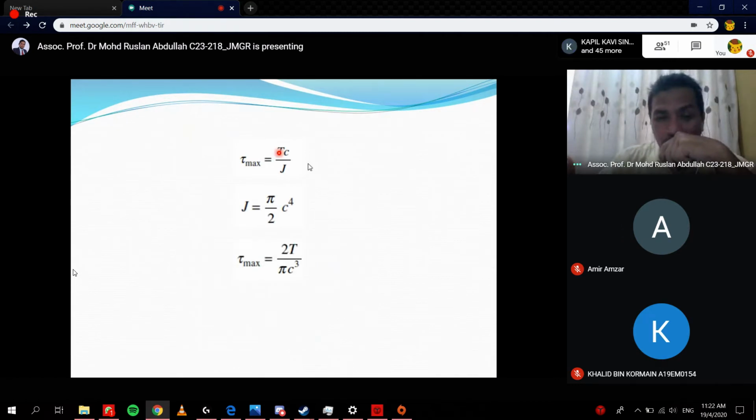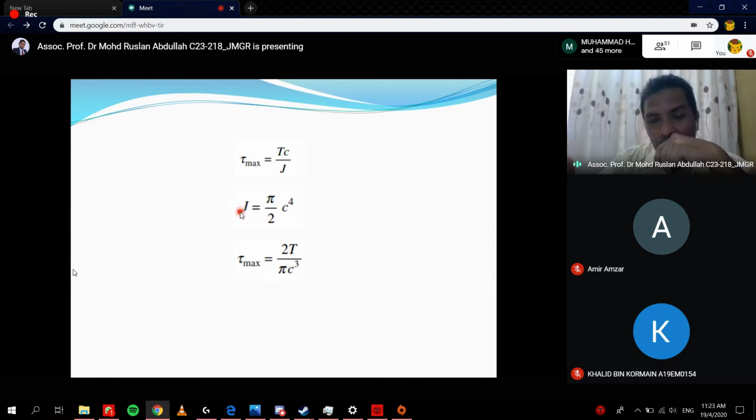So this is tau maximum equals TR over J or TC over J. C or R is the same. As I mentioned before, in some books, C refers to R when R is the maximum. So if you want to put R here, it doesn't matter. And J is the polar moment of inertia.